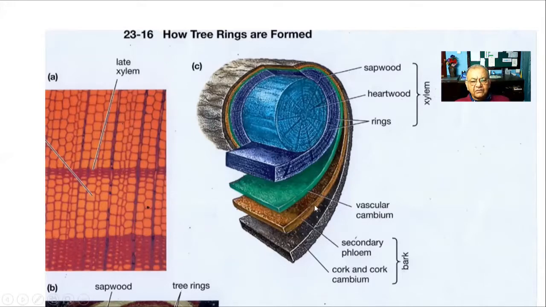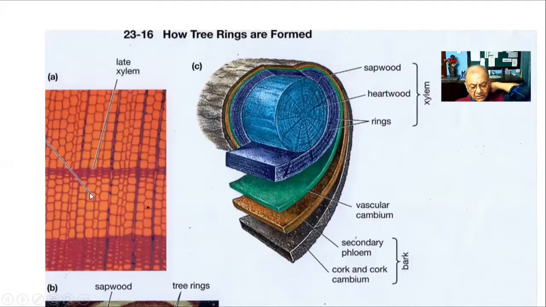So here you have vascular cambium. This green thing is vascular cambium. This is secondary phloem that is formed. And here this blue thing is the secondary xylem that is formed year after year after year. And here you have to concentrate and look at these cells of the secondary xylem. And you will find that early in the season, you cannot see this arrow, but it says early xylem. So this is xylem that is formed early in the season.